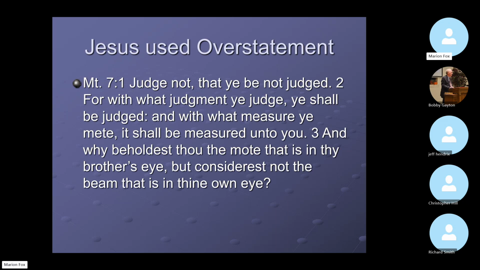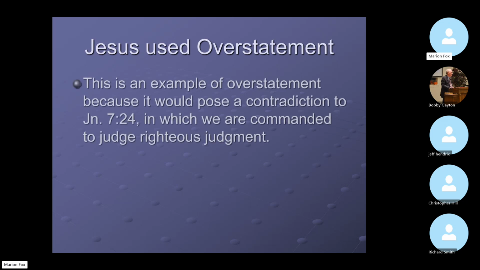Because you're going to be judged by whatever standard you measure to other people. If we judge people by a standard that is not correct, not according to God's law, and we're stricter than God is, God will turn around and judge us by that same standard we apply to others. That's only fair. That's the way I read this.